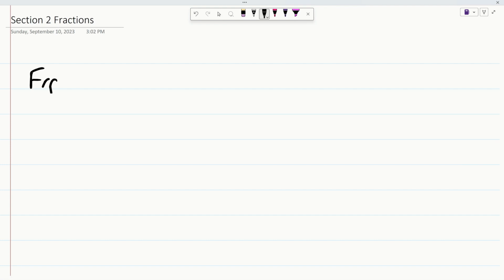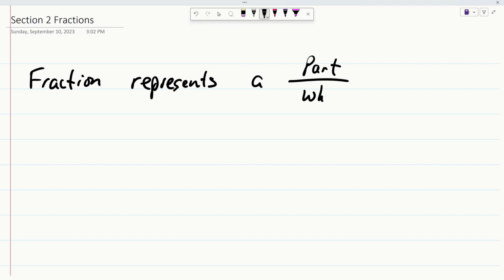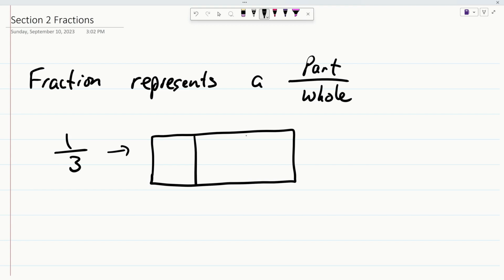So a fraction represents a part over the whole. All right, that's really what a fraction is. So, for example, the fraction 1/3 could be written as: we have a rectangle where we have 3 pieces that make up this entire whole rectangle, except one of them is shaded. So this would be the fraction 1/3.